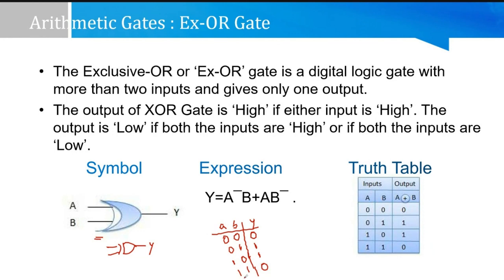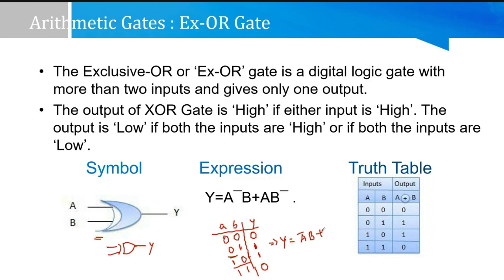So here we are writing the expression. Y is equal to... here we are writing the expression whenever the output is high. With respect to that, what is A? A is 0 here, so this will be A bar, and B is 1. So it will be B, plus, and the plus is nothing but we are taking one more term. That's why we are adding the plus.